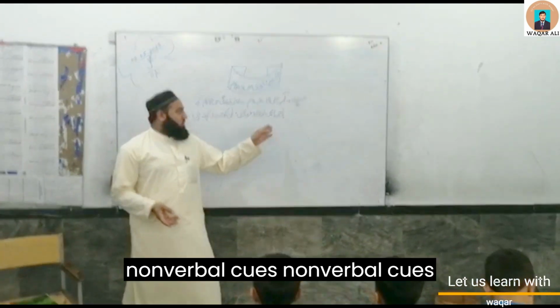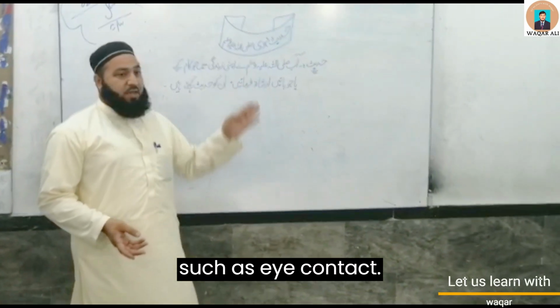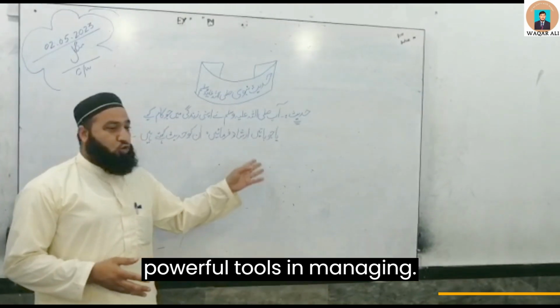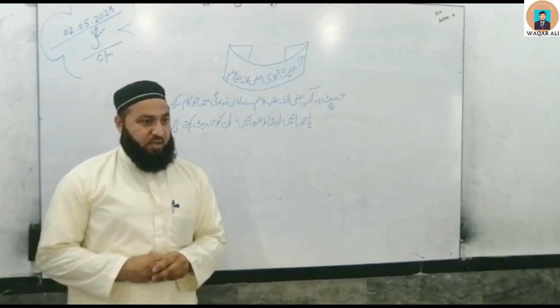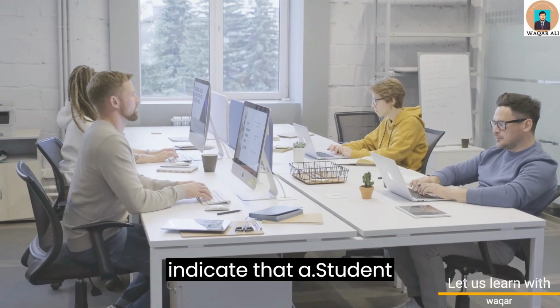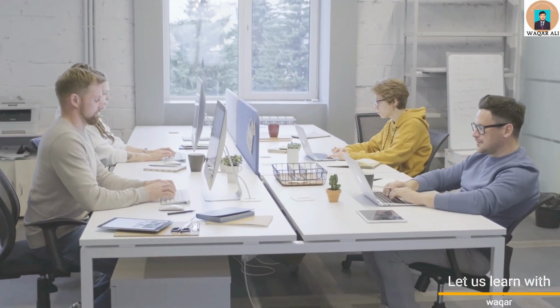7. Use nonverbal cues. Nonverbal cues such as eye contact, gestures, and facial expressions can be powerful tools in managing behavior. For example, you can use a firm look to indicate that a student needs to stop a behavior.